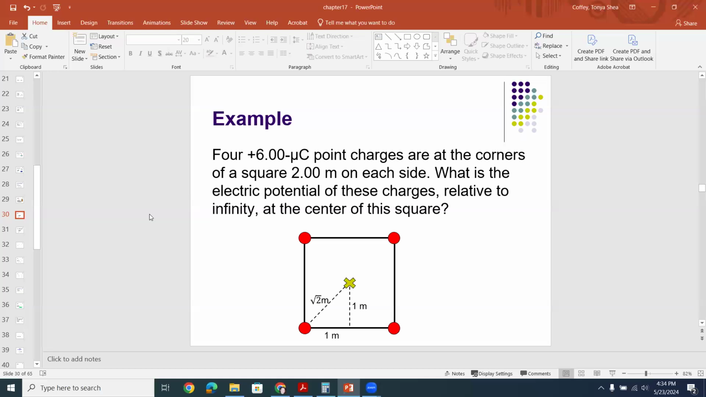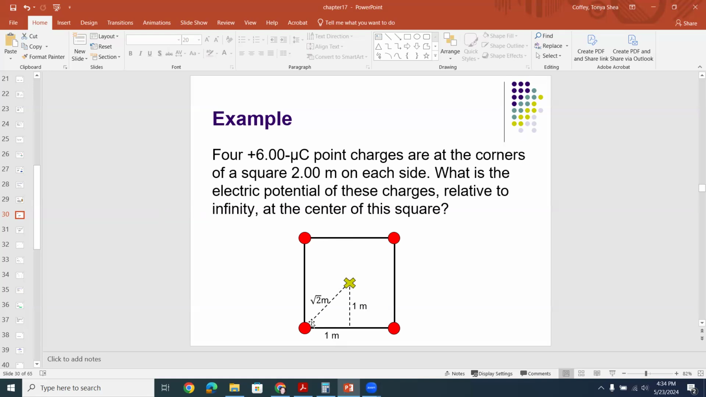All right, so if the square is 2 meters on the side, I have a little graphic here. You want to know what the voltage is at X marks the spot, at this yellow X that I put in the center. And if the square is 2 meters on the side, what you need to know is the distance from each one of those charges to the center of the square.